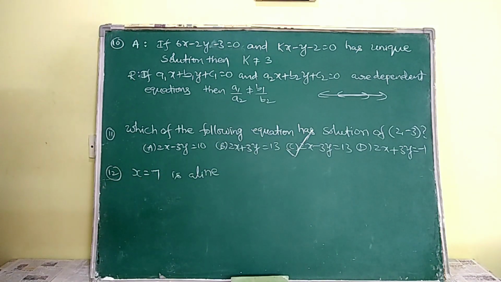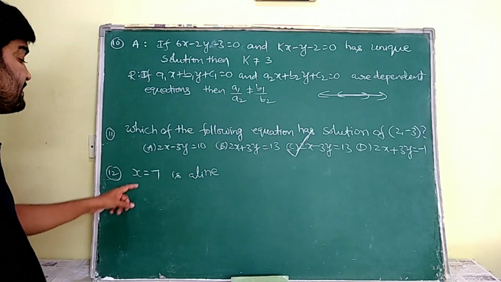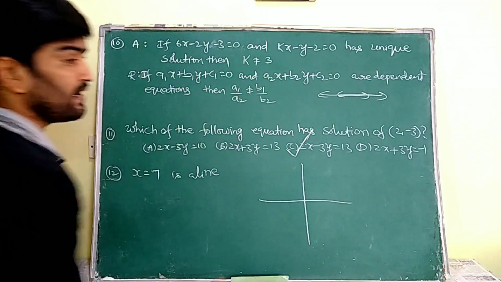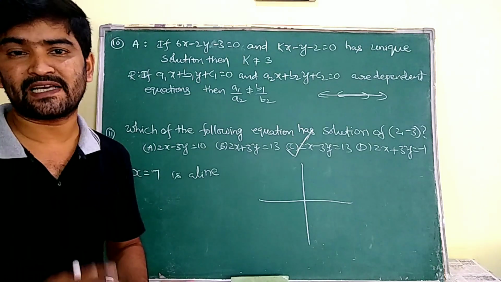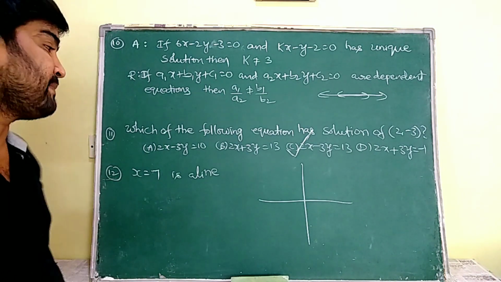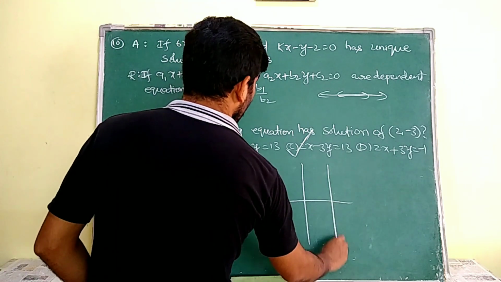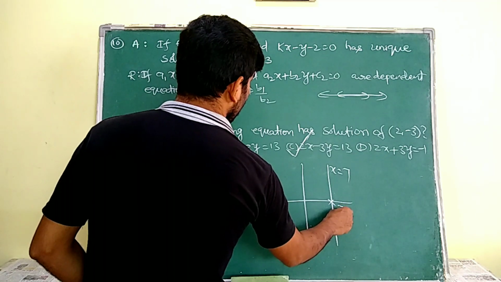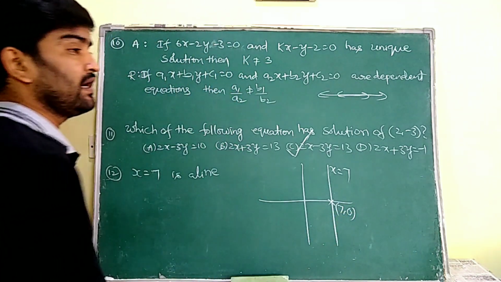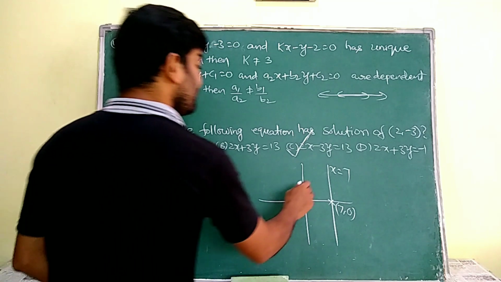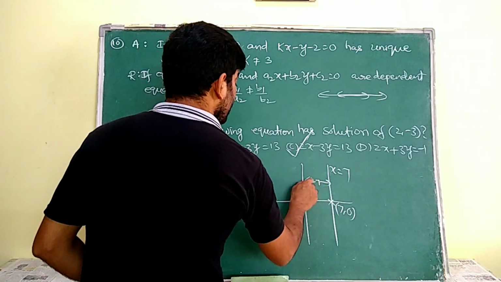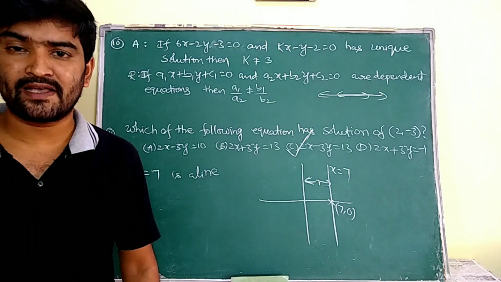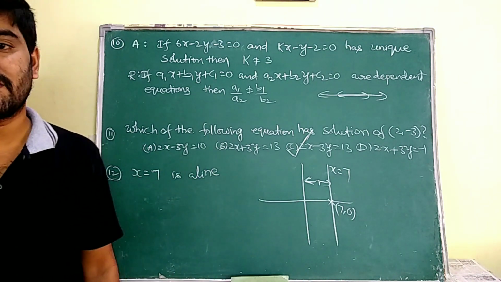So this equation has the solution (2, -3). x is equal to 7 is the line. See, I already told you many times, okay? x is equal to some value, that means x is equal to k is always parallel to the y axis. Here it is given as x is equal to 7. It is parallel to the y axis and passes through the point (7, 0), and it is 7 units away from the origin. So this x is equal to 7 is parallel to the y axis and it passes through the point (7, 0).